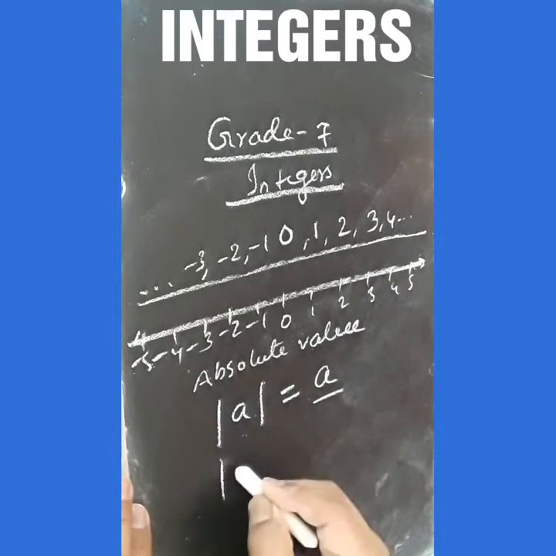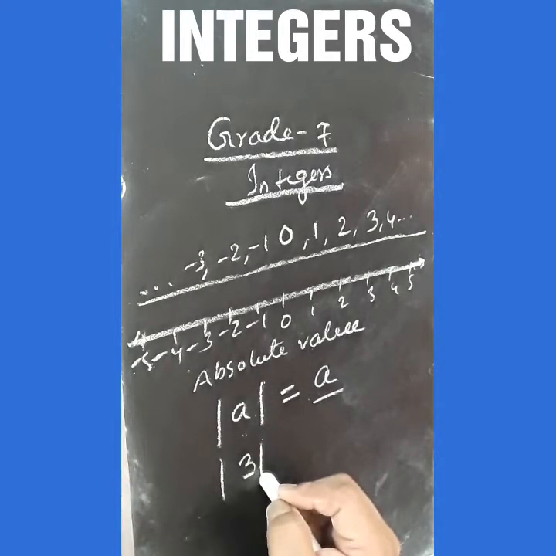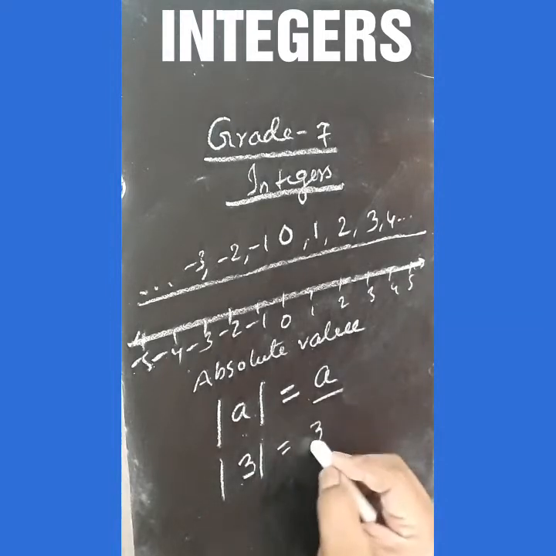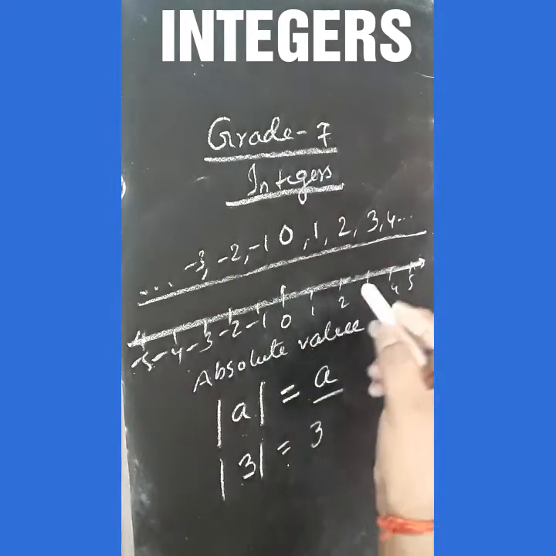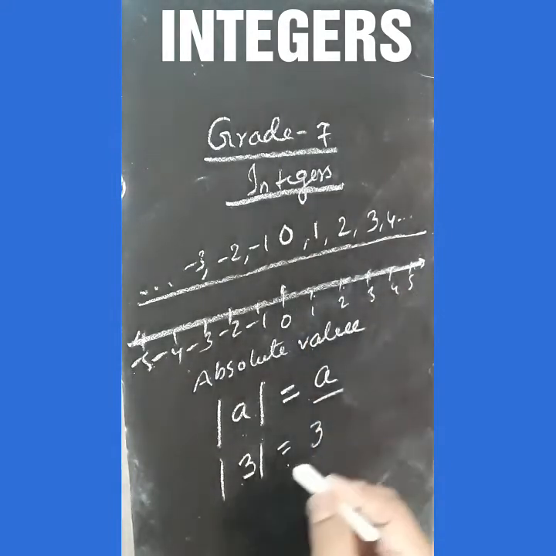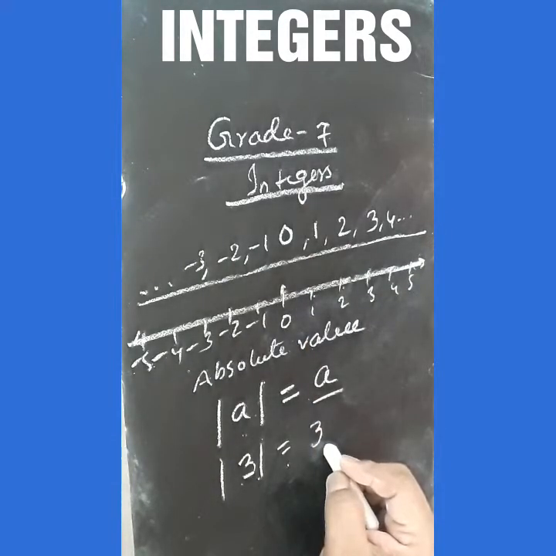Suppose we want to find the absolute value of 3. Then the absolute value of 3 will be 3. It means: what is the distance of 3 from 0? 1, 2, 3. 3 units. So its absolute value will be 3.